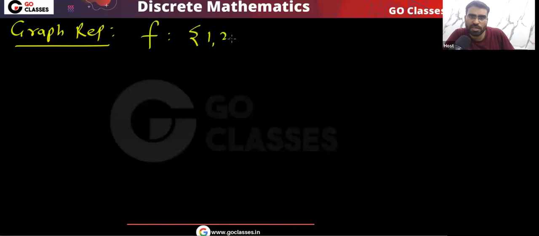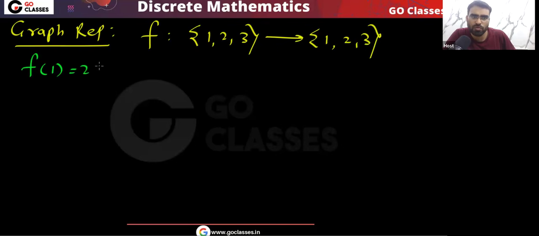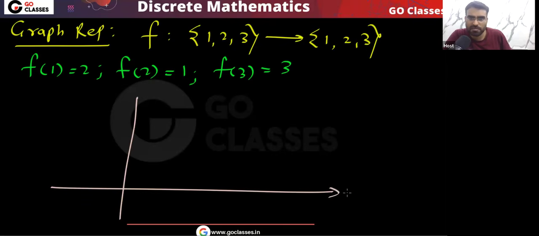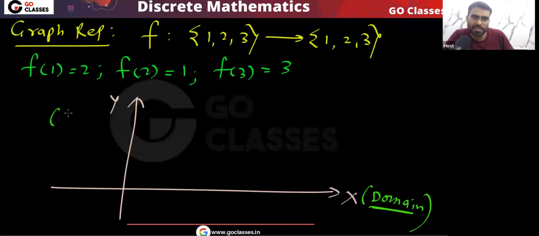There is a graph representation also. You can plot a graph also. For example, the same function that we have seen previously, from 1 to 3 to 1 to 3. If you want, you can plot a graph also. We are saying that f(1) is 2, f(2) is 1, and f(3) is 3. What you can do, you can create an xy graph also. You can create this x-axis, y-axis, your favorite from your school life. So on this x-axis we put the domain, on the y-axis we put the codomain.